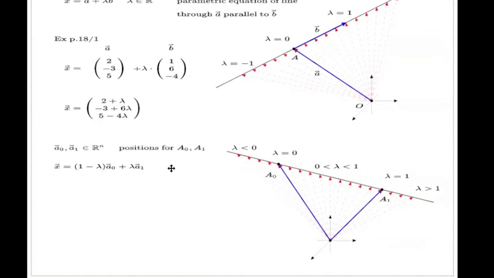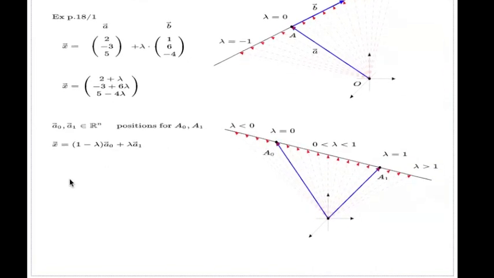There's another example on page 18, the second one, of similar difficulty, which means nothing difficult at all there. It's just this time you're given 2 position vectors like this, A0 and A1, and you have to produce a line which goes through the tips of these 2 position vectors.